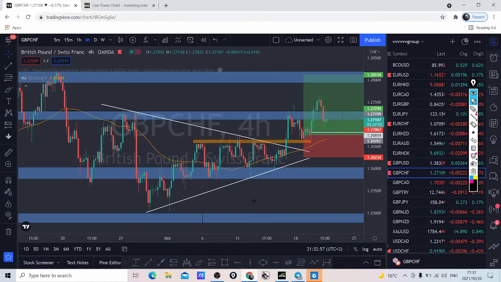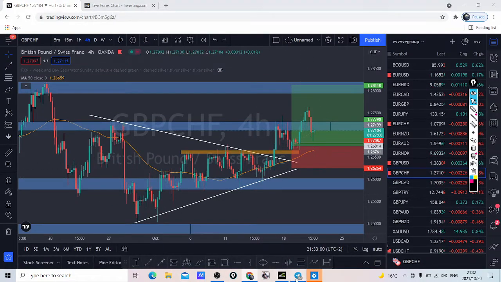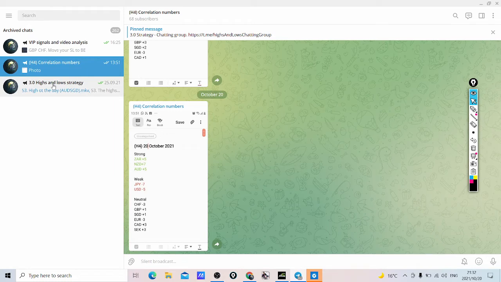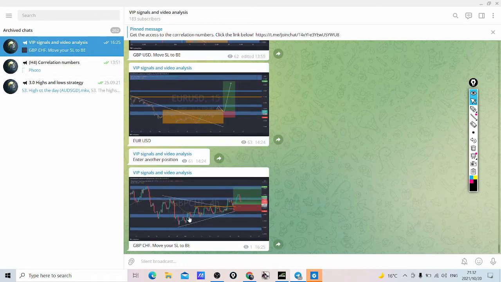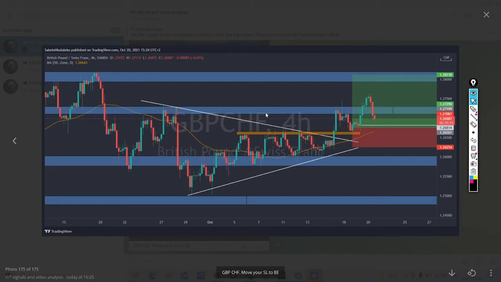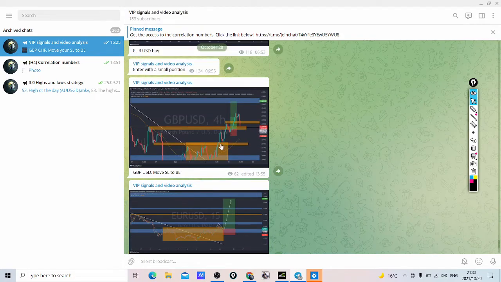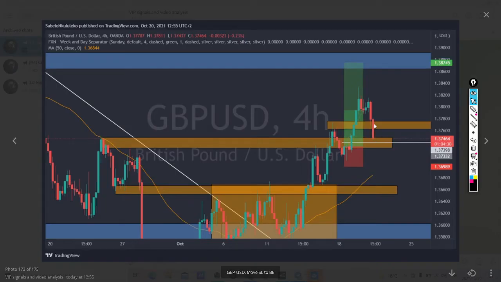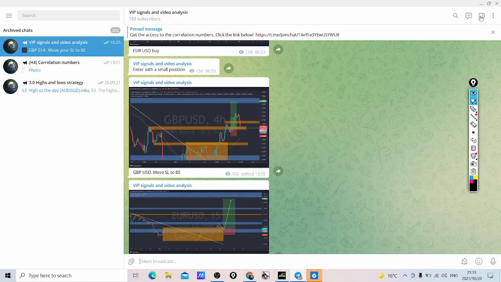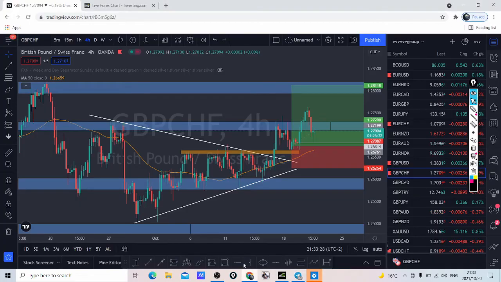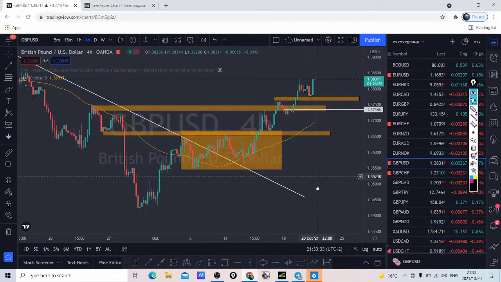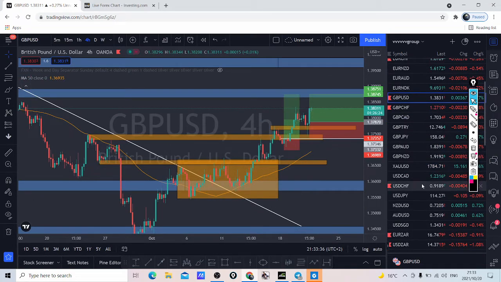But now the stop loss is at break even. As I was telling you in the middle of the day today, move your stop loss to break even here on GBP Swiss. And then the other one was GBP USD. I told you to move your stop loss to break even here. But now the GBP USD is going up nicely. We almost missed a lot of pips on these two, GBP USD and GBP Swiss. So let us proceed.